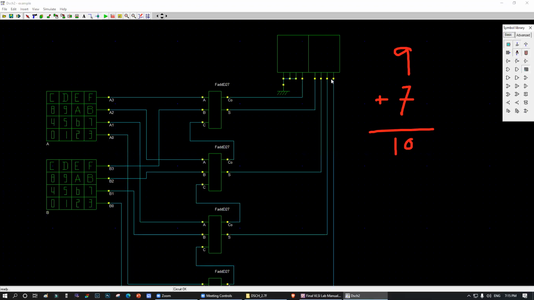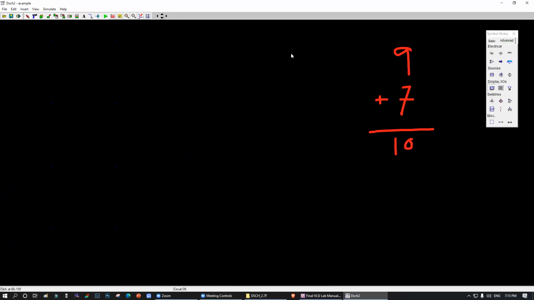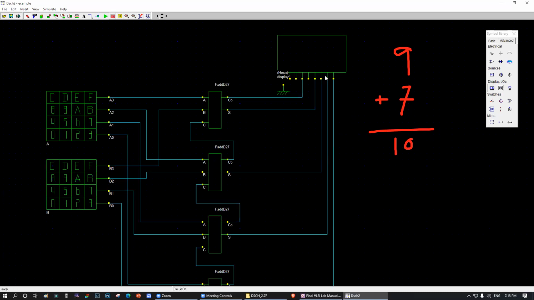If you want to see this in decimal, it is also possible. How to do that? I want to change the display from here to advanced. Here is an advanced. Here you have an 8-bit display. I'm going to bring it. This is our 8-bit display. I'm going to connect it, but see this. What happened here?